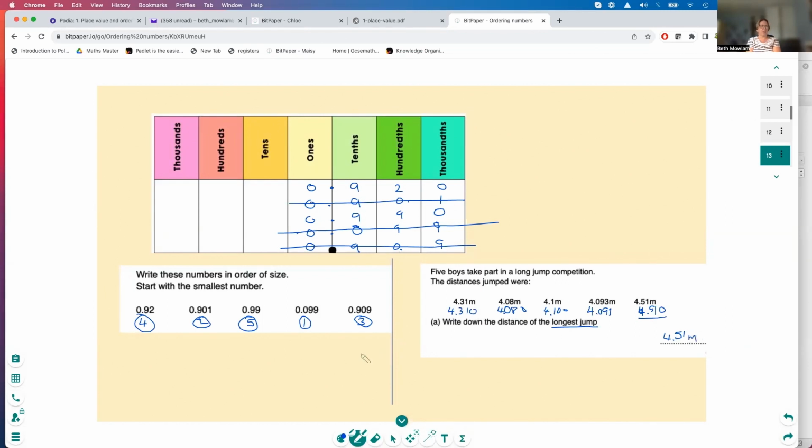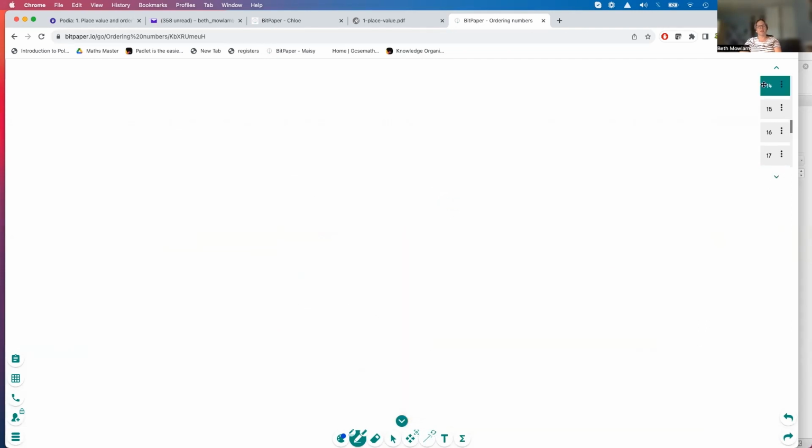But you could have put that in the table again to work it out. Good, so that is basically all we've got on ordering numbers. So that's how we order decimals. We think about negatives, we do place value.